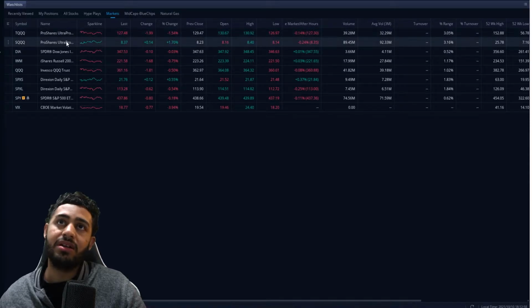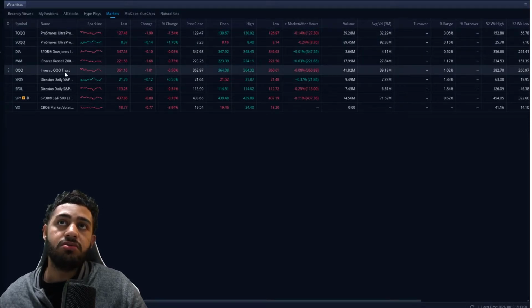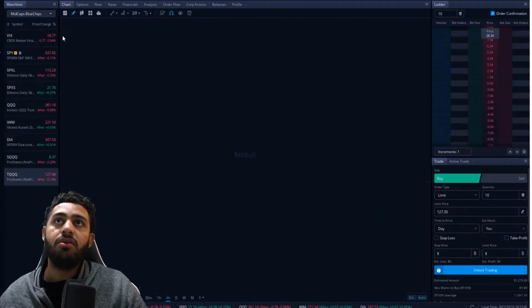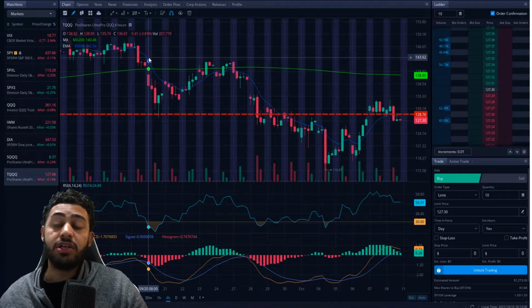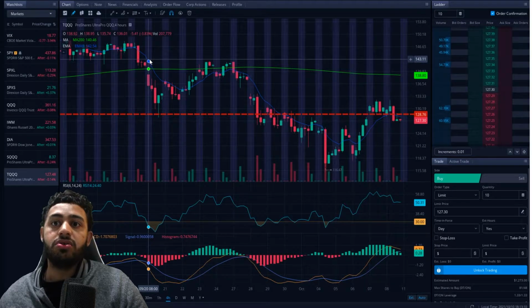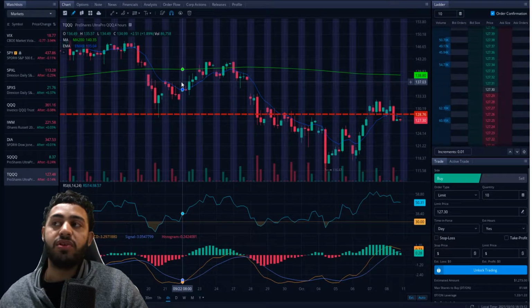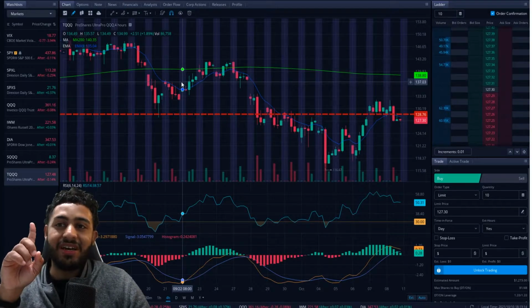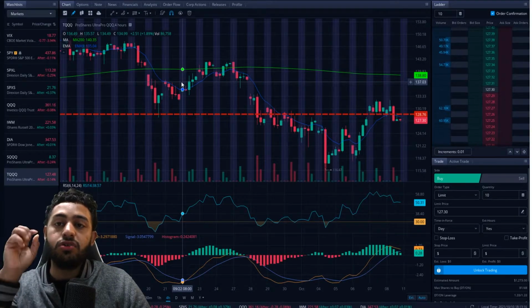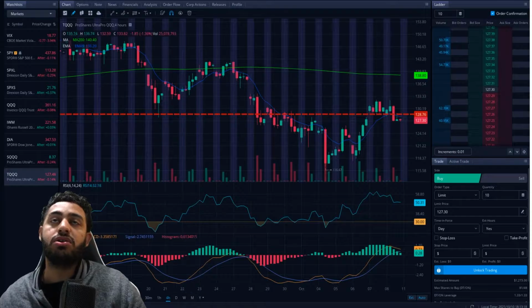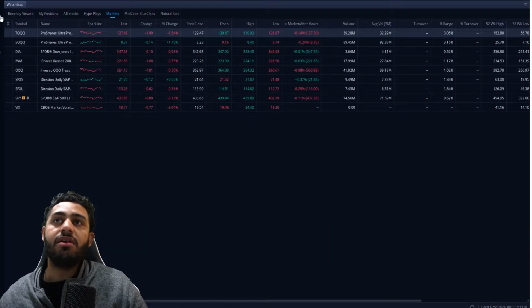So let me go ahead and explain that real quick. QQQ is obviously the ETF for the NASDAQ index, but we also have TQQQ, where basically whatever QQQ does, TQQQ does 3 times. So if QQQ did 1% in a day, TQQQ is going to do 3% in a day. Now, these 3 times leverage ETFs, they're really intended for trading. They're not intended for investing.